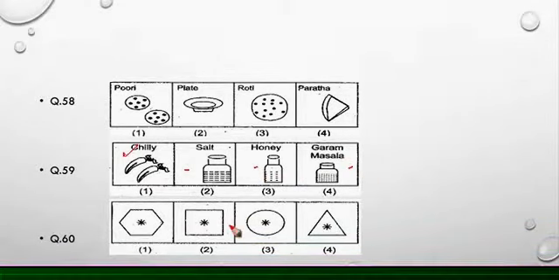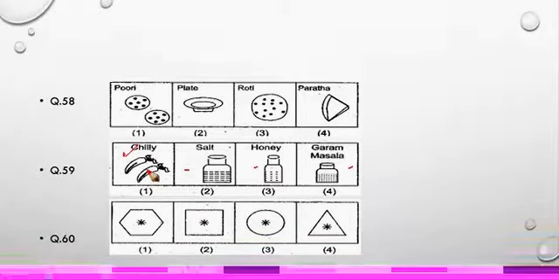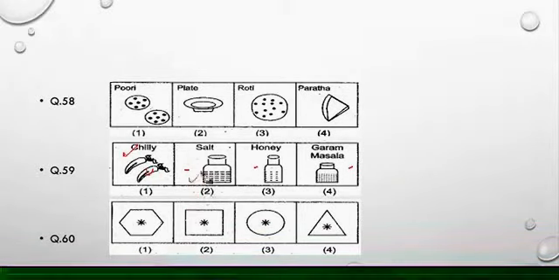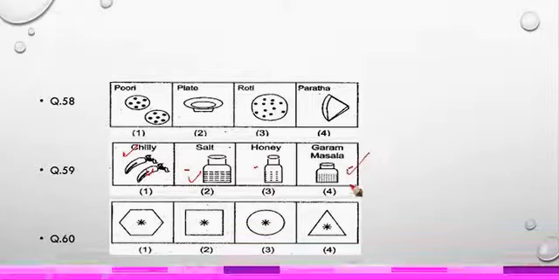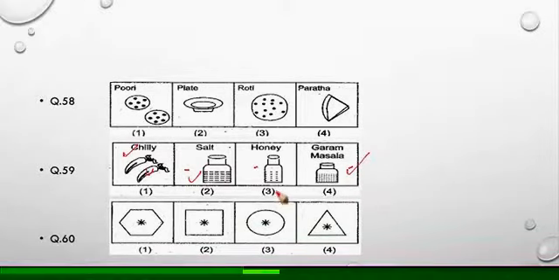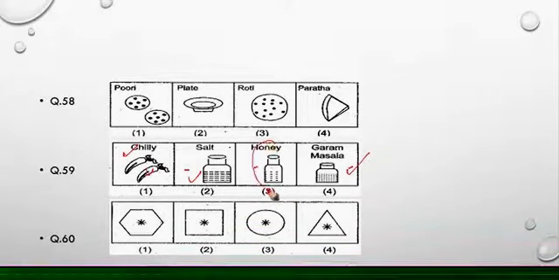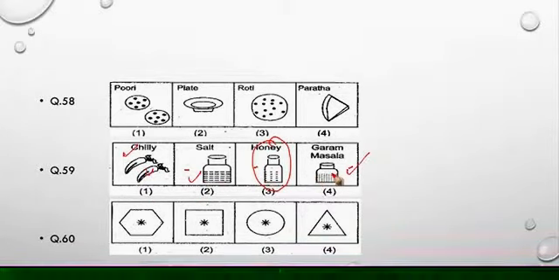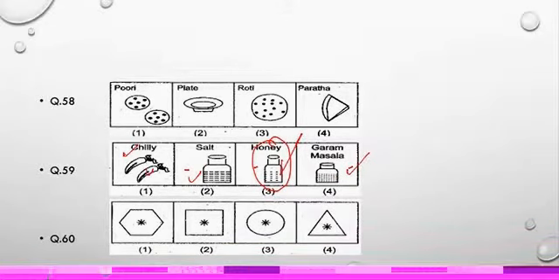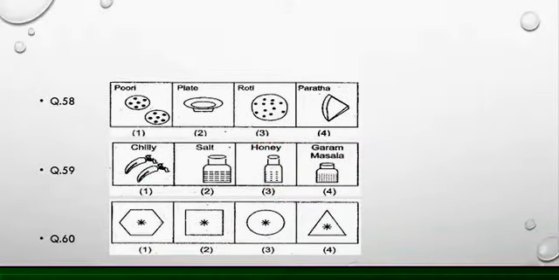We can see that in order to make a vegetable, we need chili, we need salt, and we need garam masala. We can make a vegetable or a curry without honey. So honey is the item which is different from the 3 other items. So the answer for question number 59 is 3. Let's go to the next question. There are 4 options given.